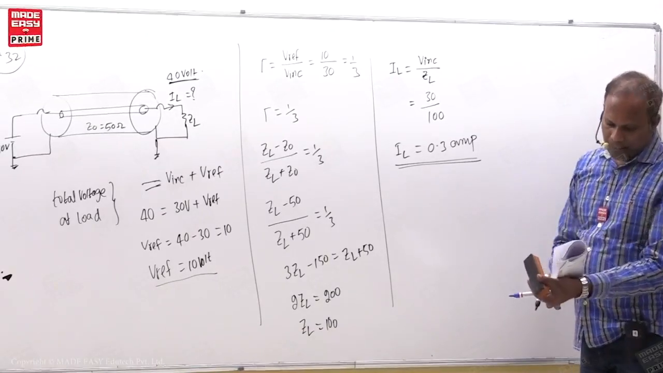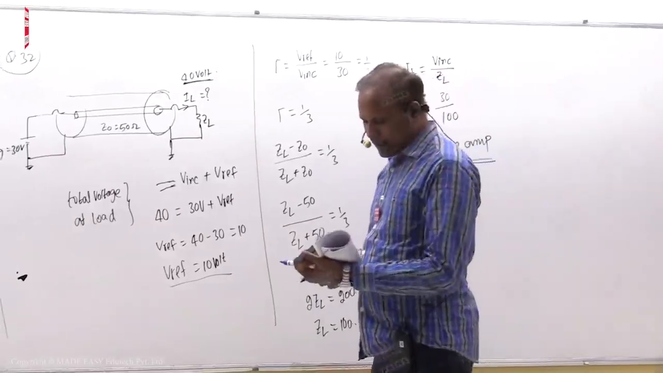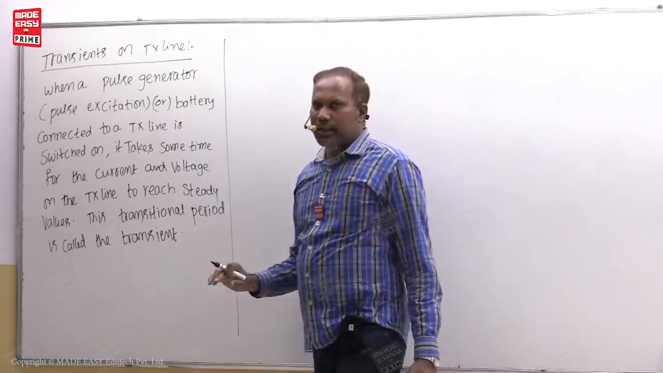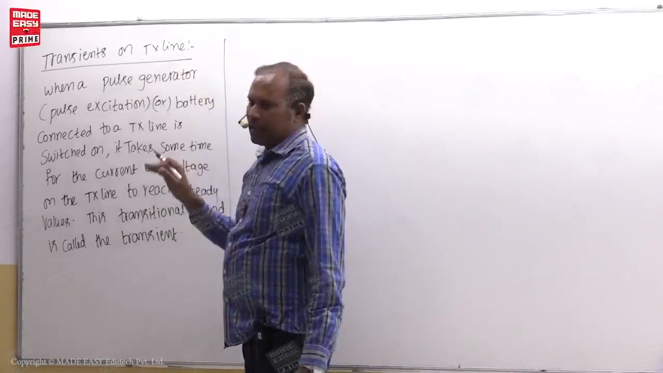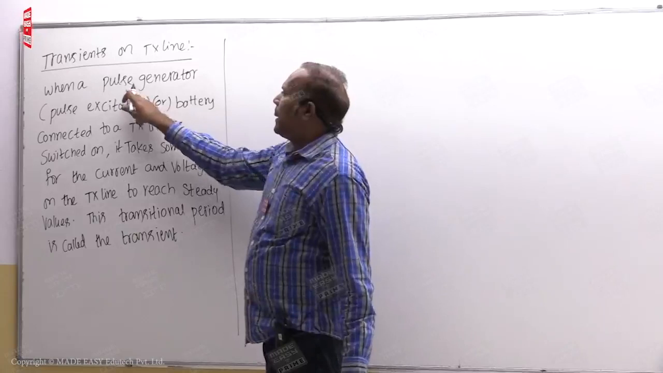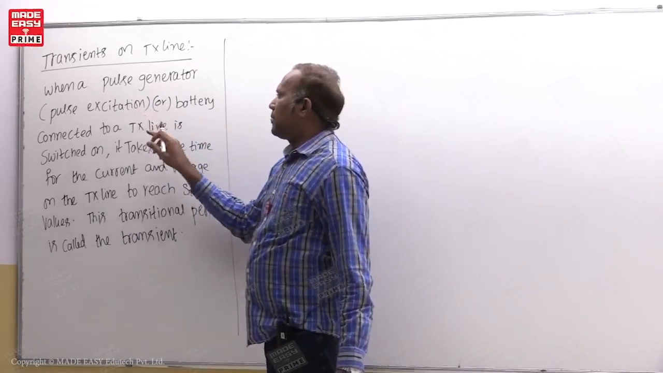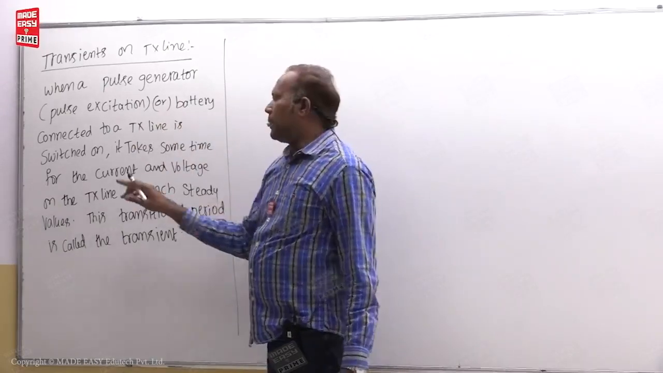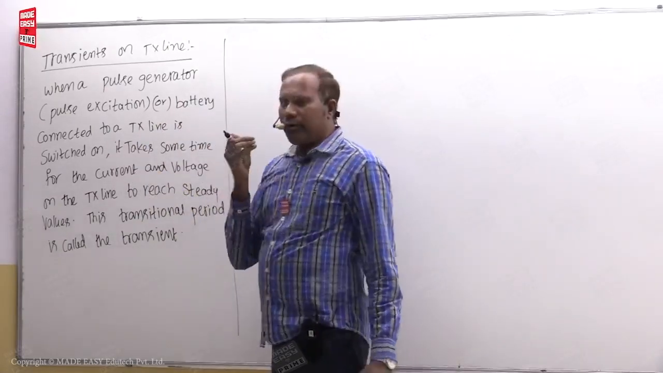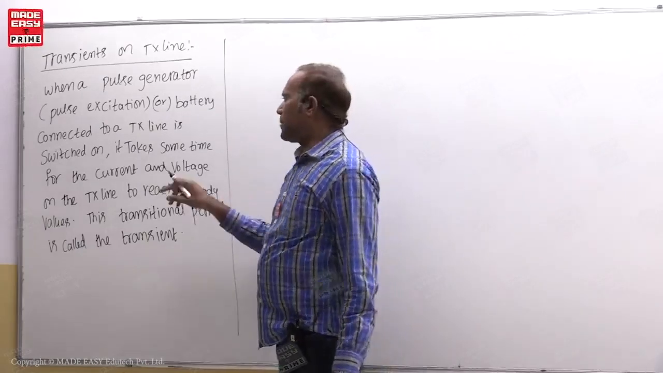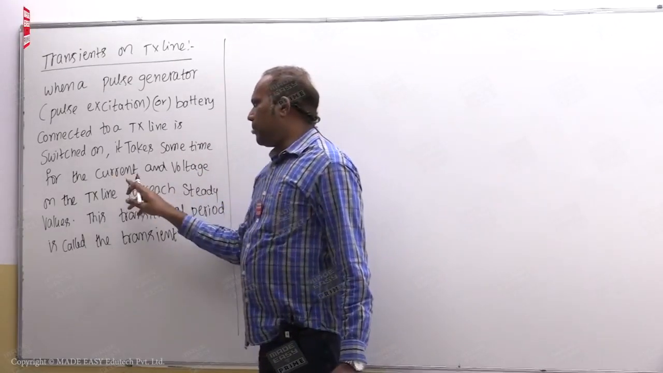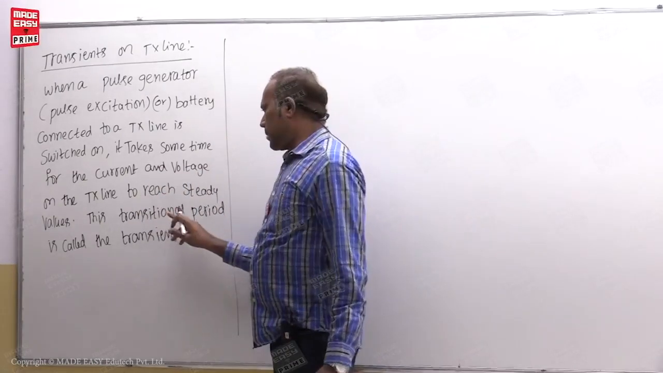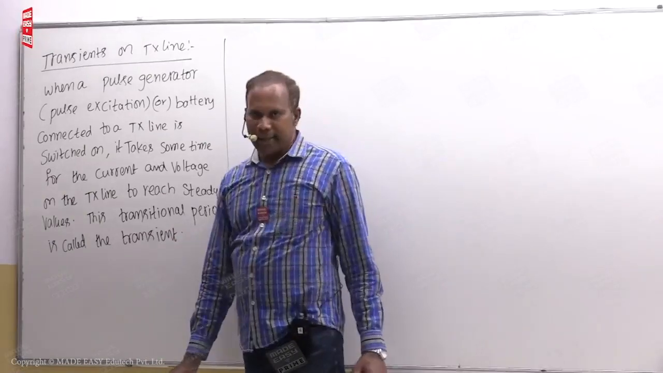So next one question is there on transients. So dear students, now let us discuss transients on transmission line. Actually, when a pulse generator, that means pulse excitation or otherwise a battery, is connected to a transmission line input end and switched on, then for a few microseconds or a few nanoseconds, that means it takes some time for the current and voltage on the transmission line to reach steady values. This transitional period is called transient.